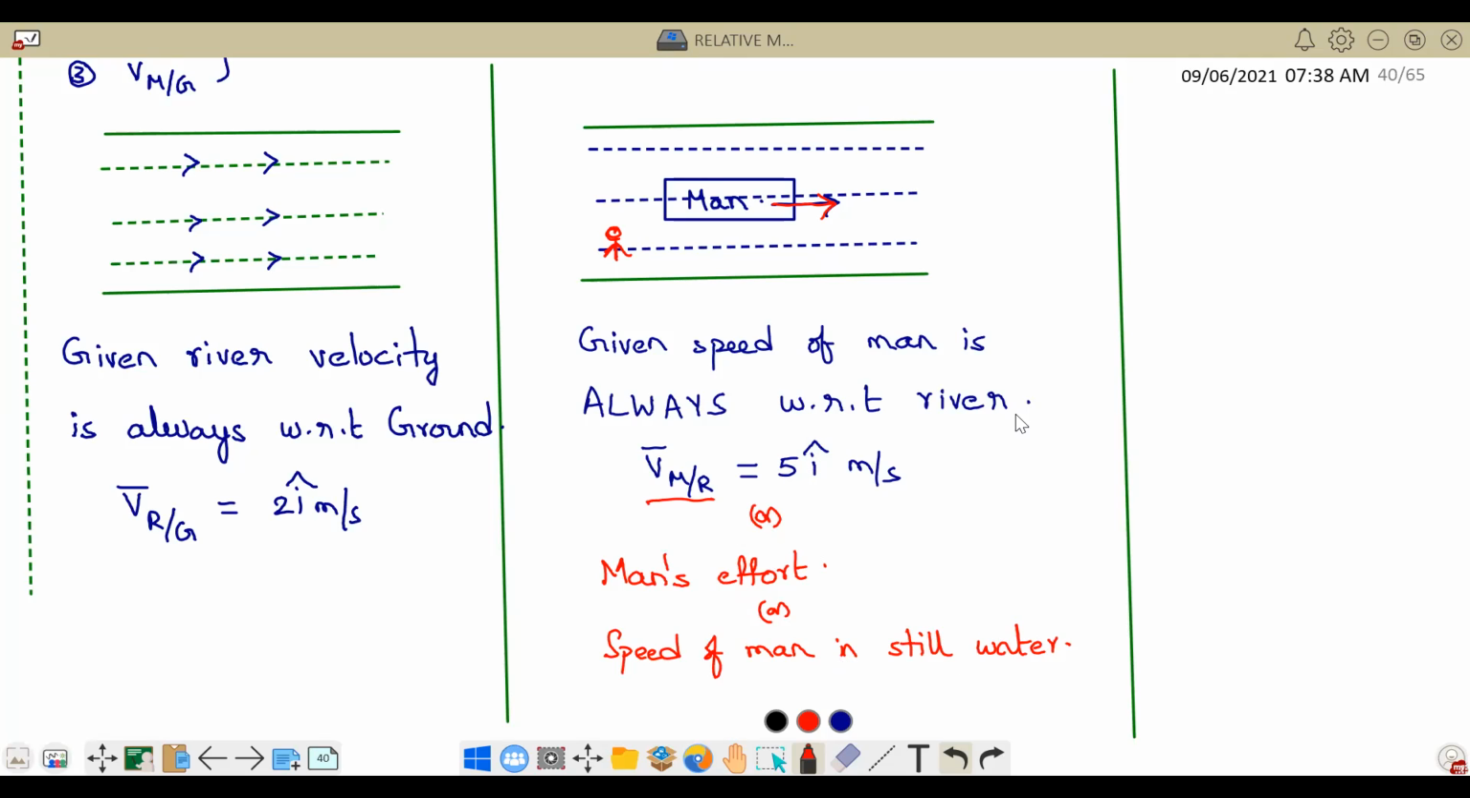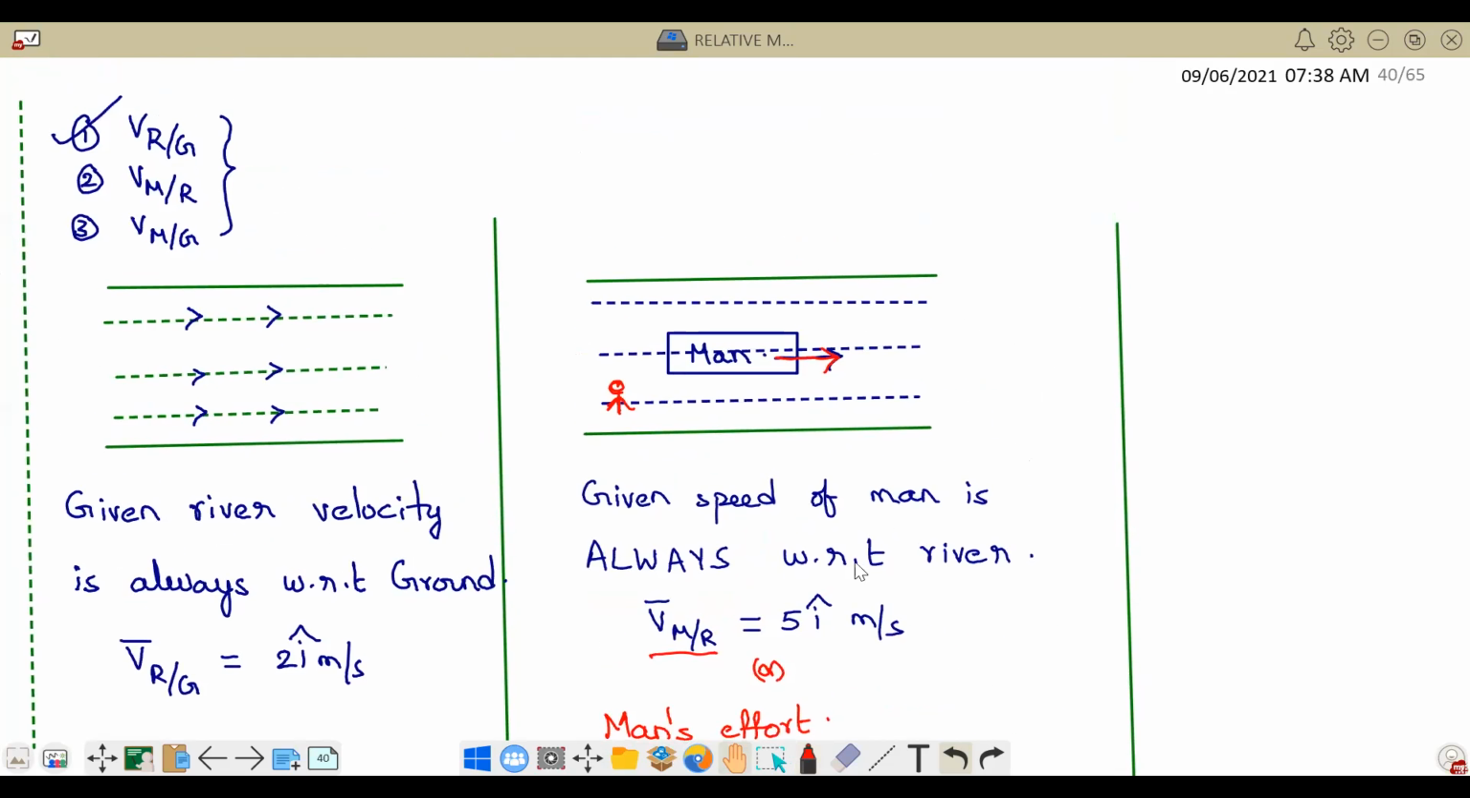Now, these two quantities generally they'll give us: velocity of river with respect to ground, and the man's velocity with respect to river. Then they'll ask us, what is the velocity of the man with respect to ground? In upstream and downstream, you can easily tell this velocity. Just now you already told. In the example we have taken, in downstream, how much is the velocity of the man with respect to ground?